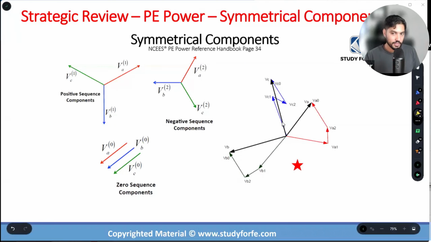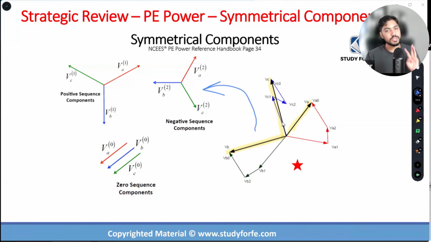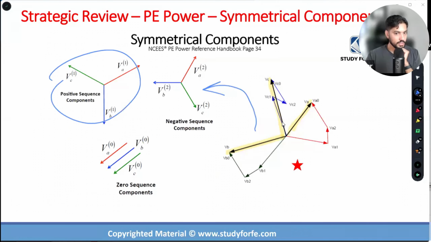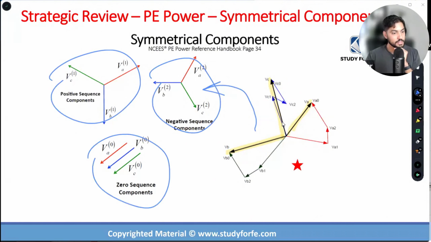So this is the example that I used, right? This is my phase A. As you can see, in length it's less than phase B, and this is phase C, and these guys don't have a 120-degree phase shift between them. So what we do is that we are able to convert them into 3 sets of balanced phasors. One is a positive sequence, the other one is a negative sequence, and the third one is a zero sequence.